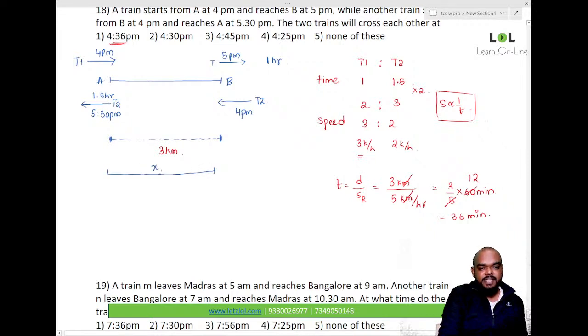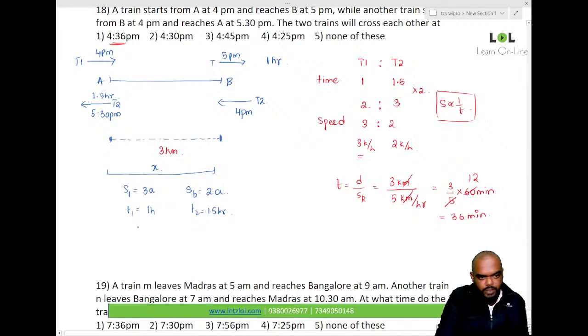Let me consider this as x, okay? Now, we know the time ratio is 2:3, then speed ratio is 3:2. Then let us consider speed of train 1 is equal to 3a and speed of train B is equal to 2a. Anything you can consider. Then what do we know? We know time 1 is 1 hour. Time 2 is 1.5 hours. Okay. Now what else can I do?